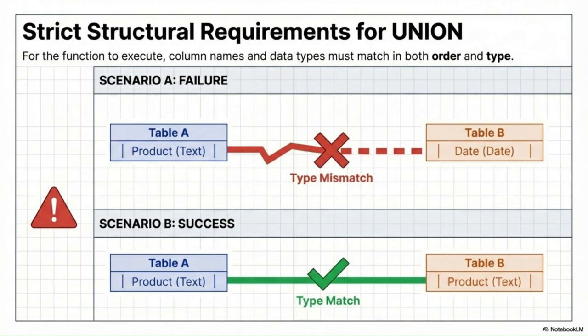This slide highlights an important rule. Union does not perform automatic alignment. If column order or data types do not match, the operation fails. That's why it's important to carefully structure tables before using union. Otherwise, you'll encounter errors or unexpected results.